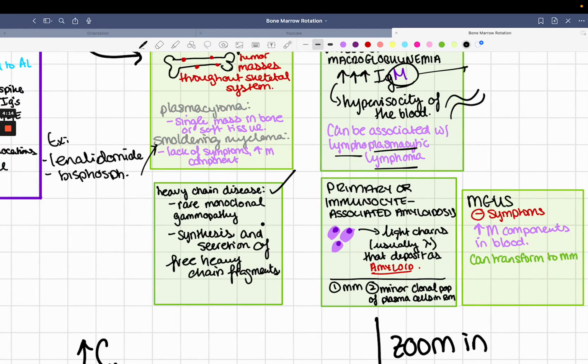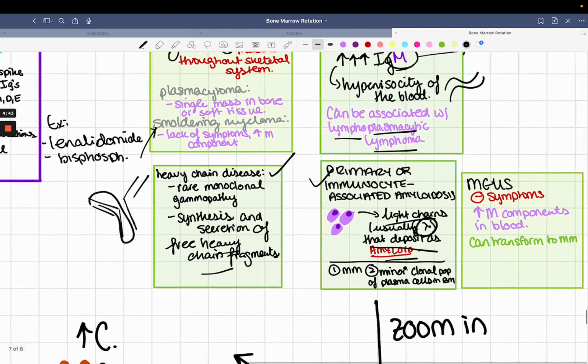This is a rare monoclonal gammopathy, and this is when there is synthesis and secretion of free heavy chain fragments. Remember we talked about the antibody being a heavy chain and light chain. So in this case we're focusing on the heavy chain. Then we have primary immunocyte-associated amyloidosis. This is when our light chains are being produced by the plasma cells, and they're usually lambda light chains, and these deposit as amyloid, causing all sorts of problems for the body. This can be associated with multiple myeloma, or it can be a minor clonal population of plasma cells in the bone marrow. The last one is the most benign form, and that is MGUS.